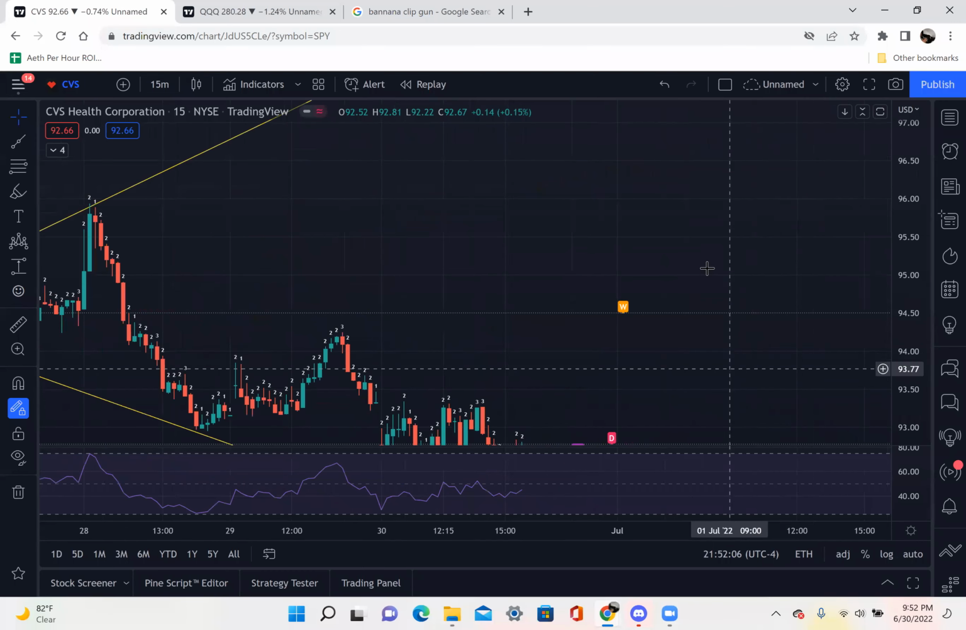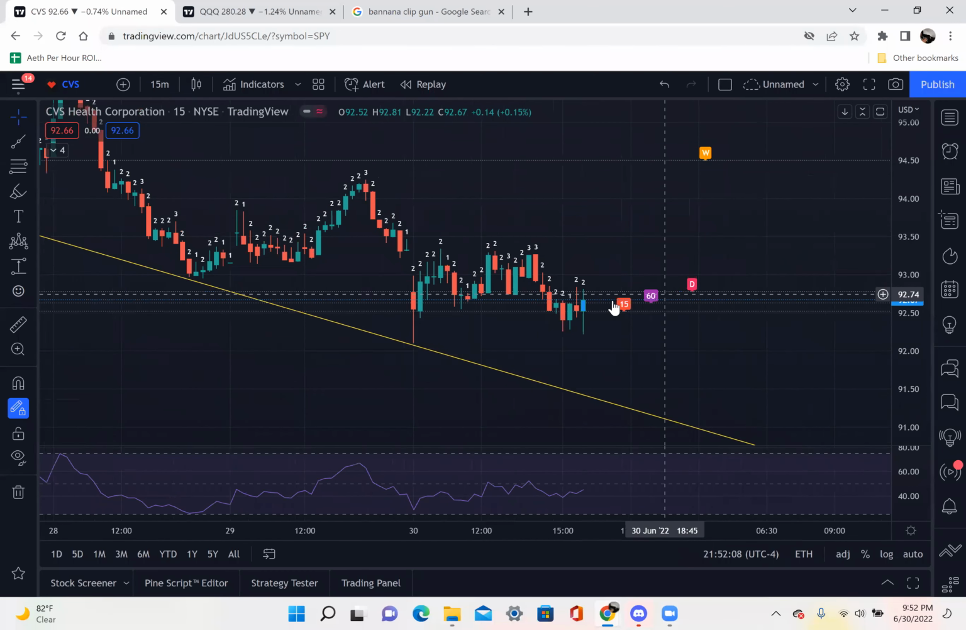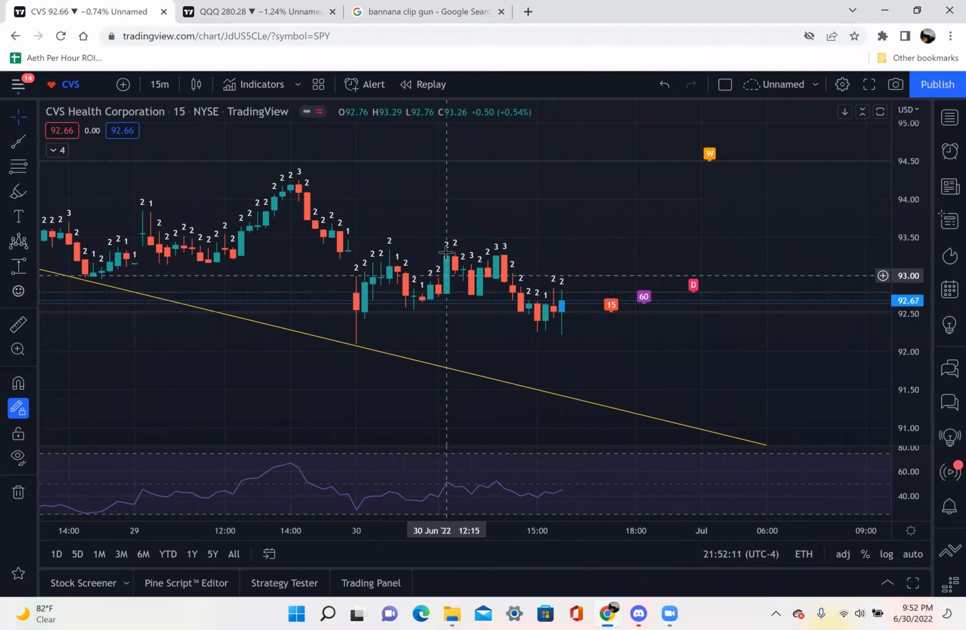But if you want to find another broadening formation, you'll pick this bad boy up, right? And stop looking at all of that. And you'll take this high. There's not another high right there. So I'm going to take the inside bar.